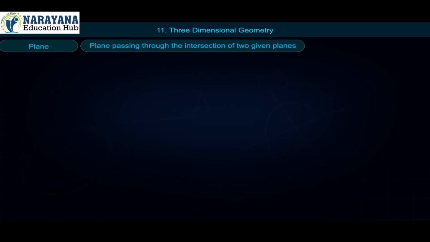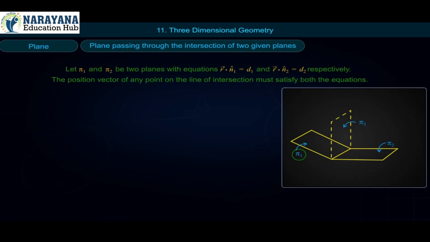Plane passing through the intersection of two given planes. Let pi 1 and pi 2 be two planes with equations vector r · n1 cap = d1 and vector r · n2 cap = d2 respectively. The position vector of any point on the line of intersection must satisfy both the equations. If vector t is the position vector of a point on the line, then vector t · n1 cap = d1 and vector t · n2 cap = d2.